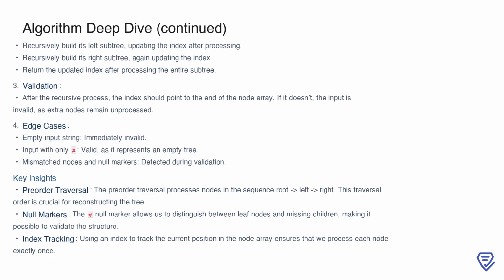These insights highlight the importance of preorder traversal, where nodes are processed in the order root, left, and then right. The null markers, hashtag, allow us to distinguish between missing children and valid nodes, while the index tracking ensures every node is processed exactly once.